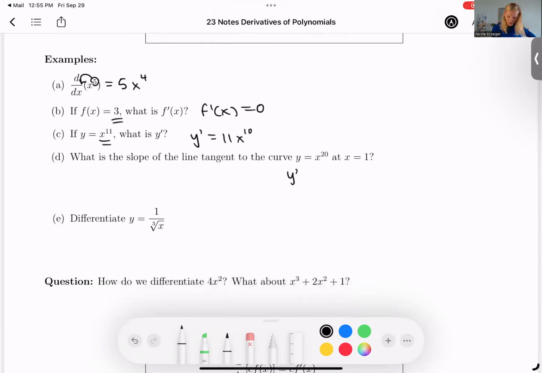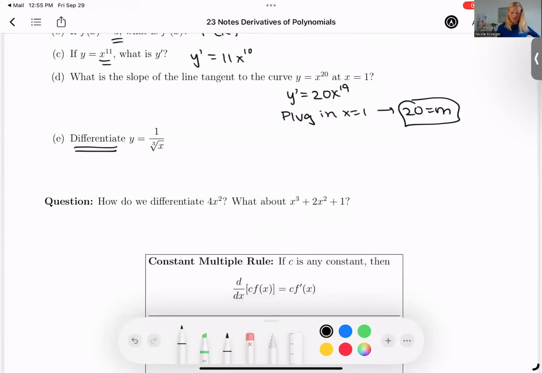Slope of the tangent line is the same thing as asking for the derivative at that point. So we're going to find y prime is going to be 20x to the 19th. And then we want the slope at x equals 1. So we plug in 1. And that will give us 20 out. So that is our slope at that point.